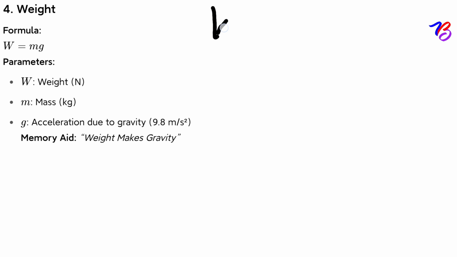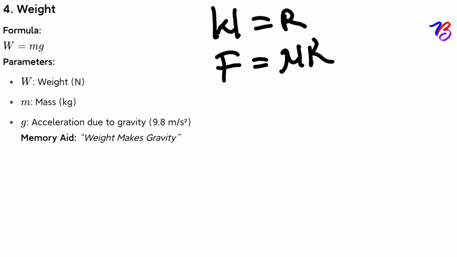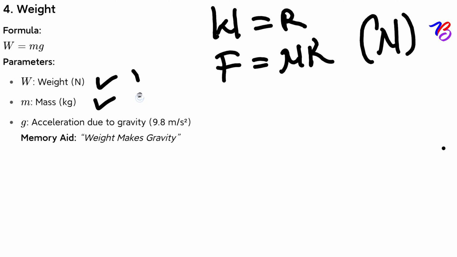Also recall that W is equal to R. And then frictional force is equal to mu multiplied by this, which is our R, normal reaction. It would help you to memorize all the formulas, especially the ones with the SI unit called Newton. So W is your weight, M is your mass, and G is your acceleration due to gravity. 1, 2, 3, triune component captured.